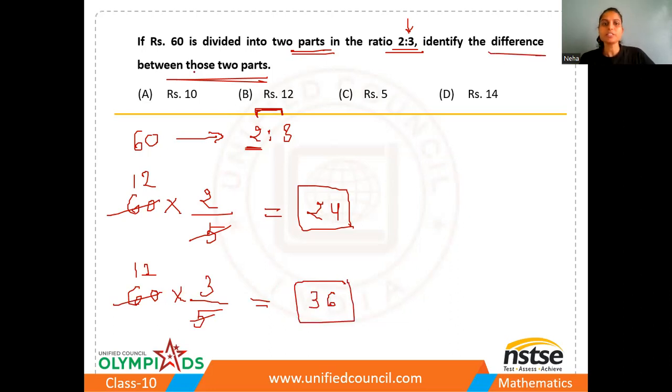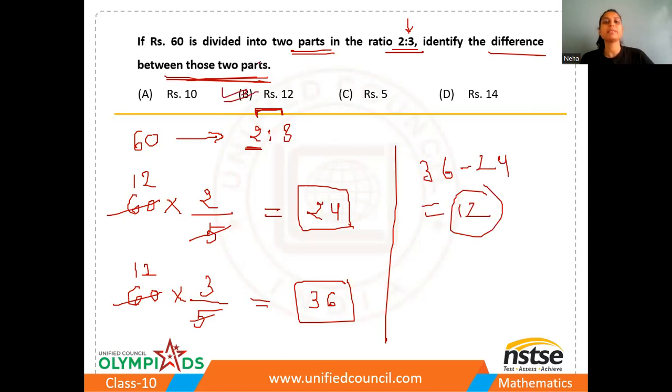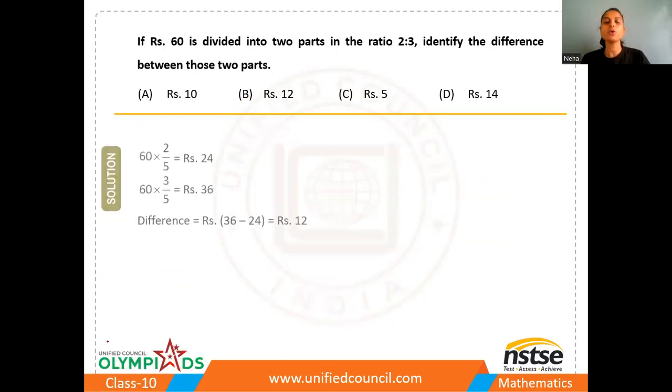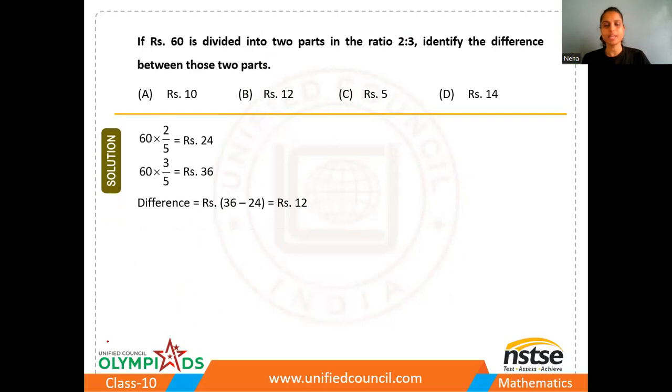Clear? Now the question is asking for the difference between these two parts. So the difference is 36 minus 24, which is equal to 12. So 12 is the right answer. B is the right answer. The question is simple. All you have to do is go step by step and you will get your answer.